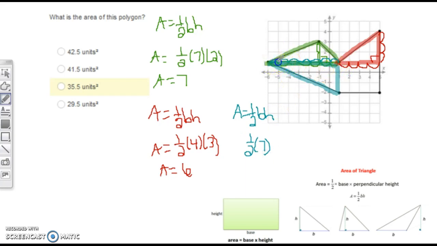And since that base is horizontal, the perpendicular would have to be vertical, so this would be my height. And that is 3 units long. So let's see, this one's going to be a decimal. 7 times 3 is 21, divided by 2 is 10.5.